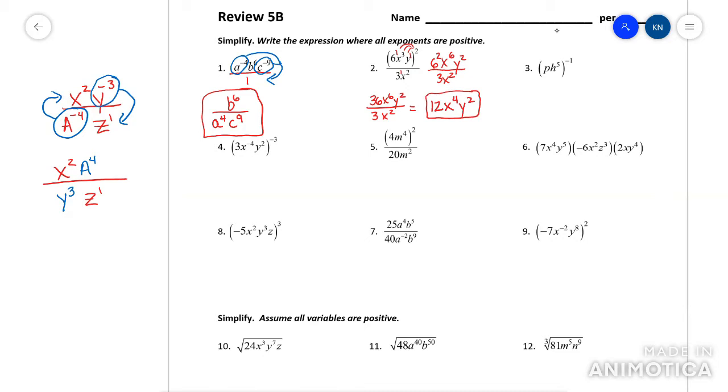Okay, this next one, give the p its 1, and then you have to distribute this. So it's going to be p to the 1 times negative 1 is negative 1, h to the 5 times negative 1, which is negative 5. And imagine it as over 1. Well, remember, negative exponents have to go to the bottom and switch sides and become positive. So p to the 1, h to the 5 now on bottom, but there's nothing on top, so you put a 1 there.